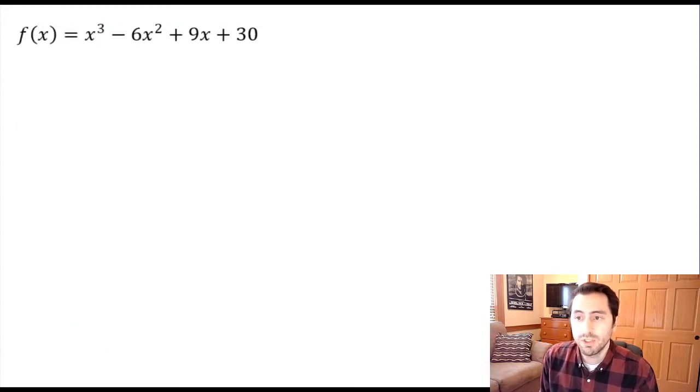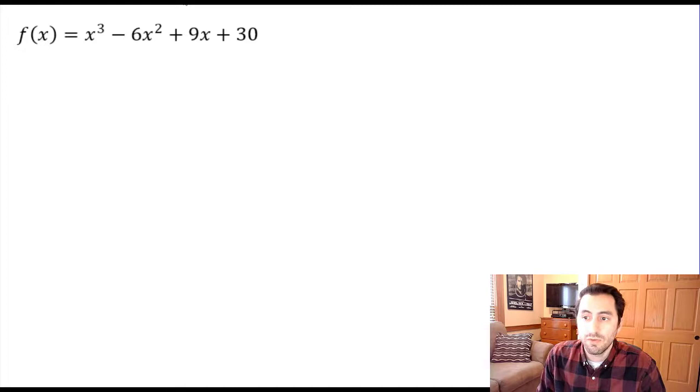So I have a function f of x is equal to x cubed minus 6x squared plus 9x plus 30. And I want to do a couple things here. I want to take a look at the local extrema for this function, and then I want to determine where this is concave up and where it's concave down.